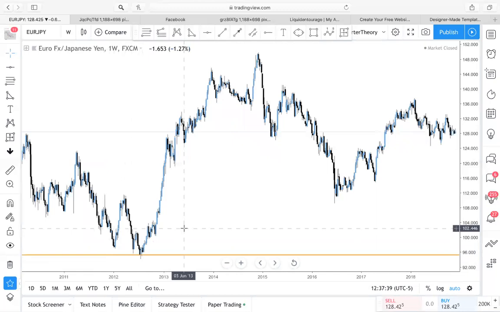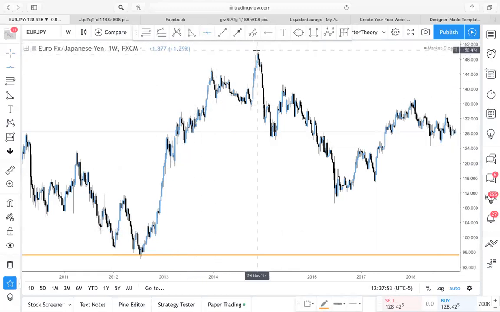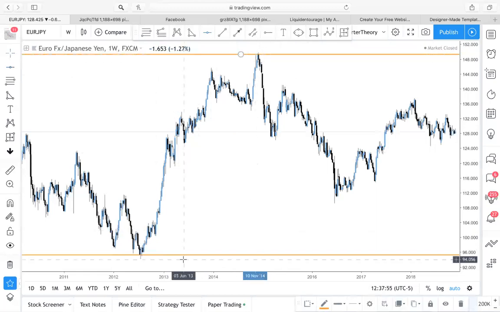Okay, so now this is a point of reaction. At this level, the institution came in and they reacted at this level and they drove the price completely up, right? So now we have a high point as well, a weekly high. So you have your level of support and you have your level of resistance on a weekly time frame.